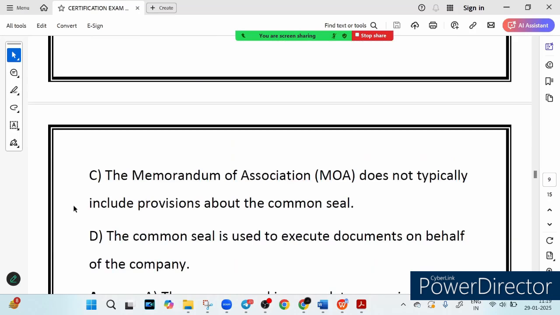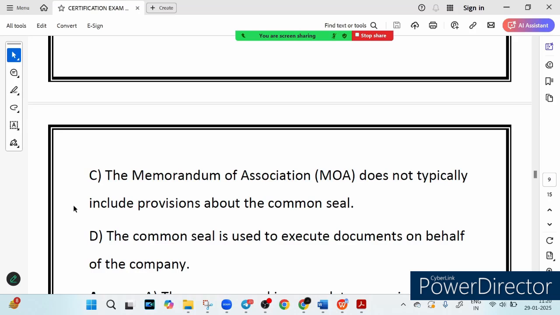MOA outlines the company's main objective, power, and scope of the operation. It does not usually contain provision about the use of the common seal. So MOA would focus on what the company is set up to do, like selling goods or providing service, but it would not mention how to use the company seal.